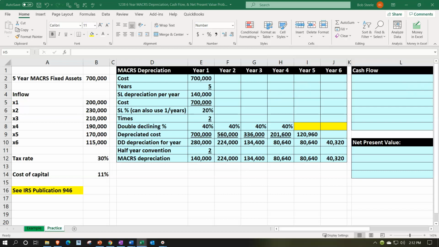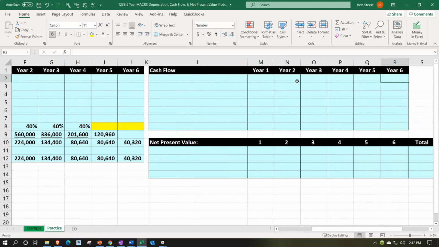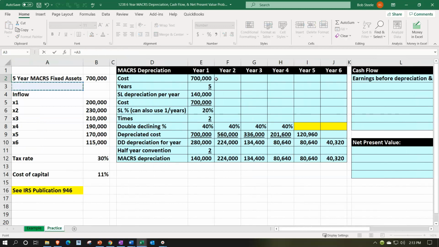So then we're going to take that and go through our cash flow assumptions. We'll do this a little bit more quickly since we've seen similar problems in the past. The new thing here being 5 years as opposed to 3 years of the MACRS. So let's do this a bit quicker. We're going to say the earnings before depreciation and taxes are going to be equal to the inflows that we set over here, the 200.